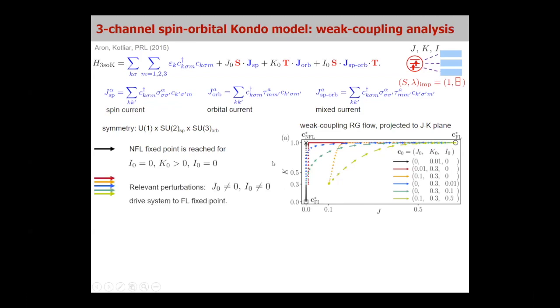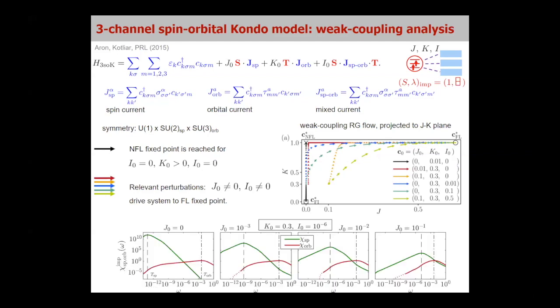But if you tune these couplings to be non-zero, so the spin exchange or the mixed exchange, then you flow away from this non-Fermi liquid fixed point to some Fermi liquid fixed point. Okay, so what that tells us, if you want to study the behavior of this fixed point, we should keep these couplings very small or zero. And that's what we will be doing in what follows.